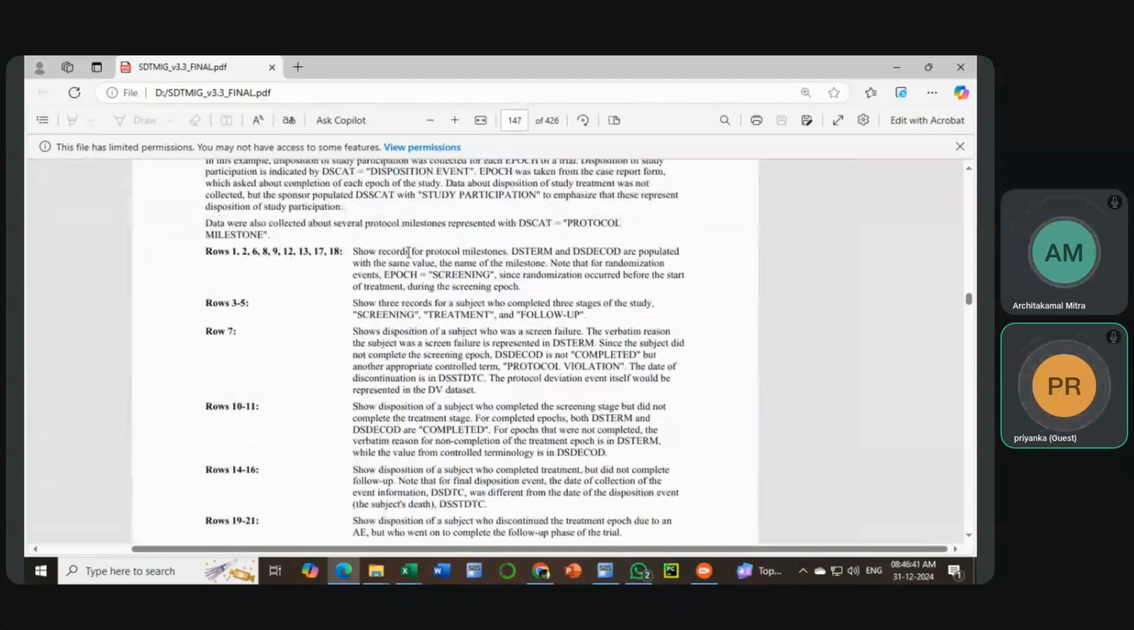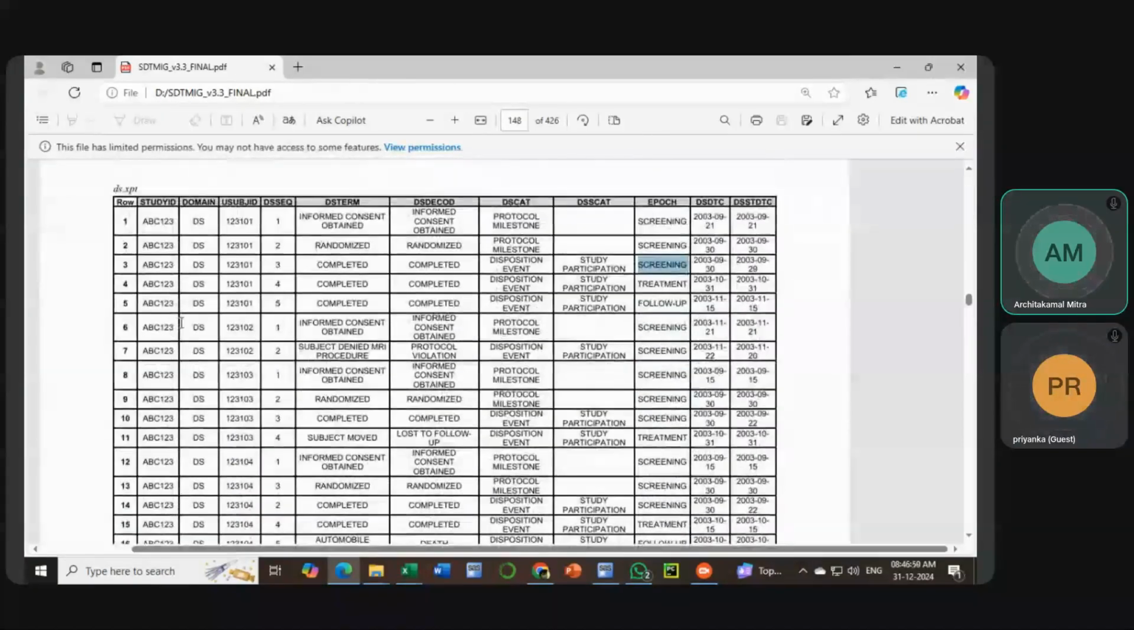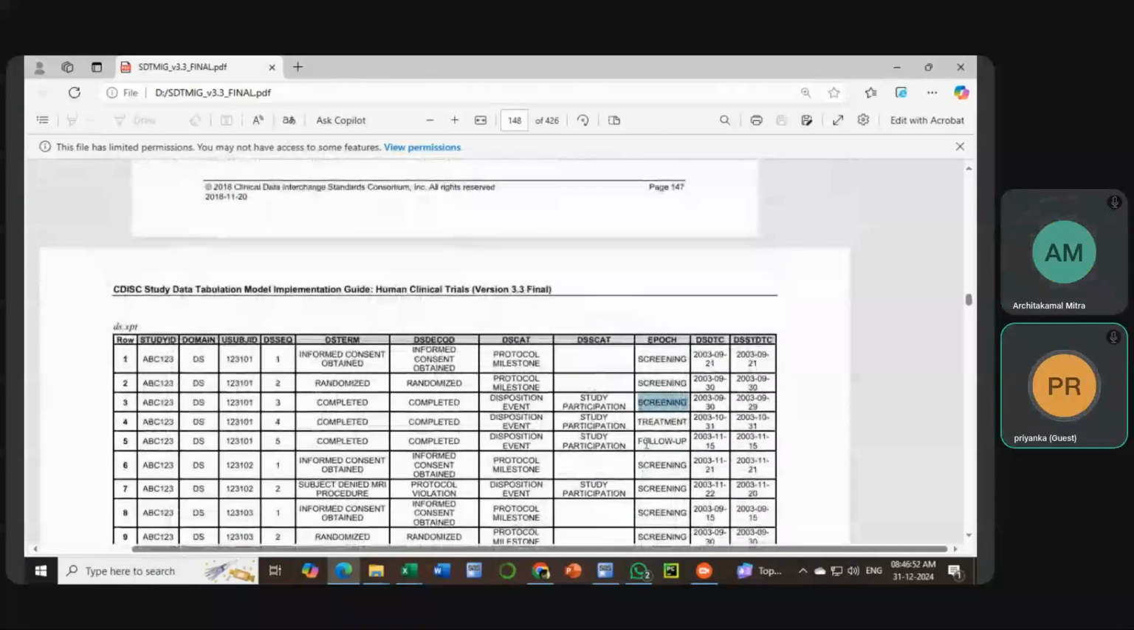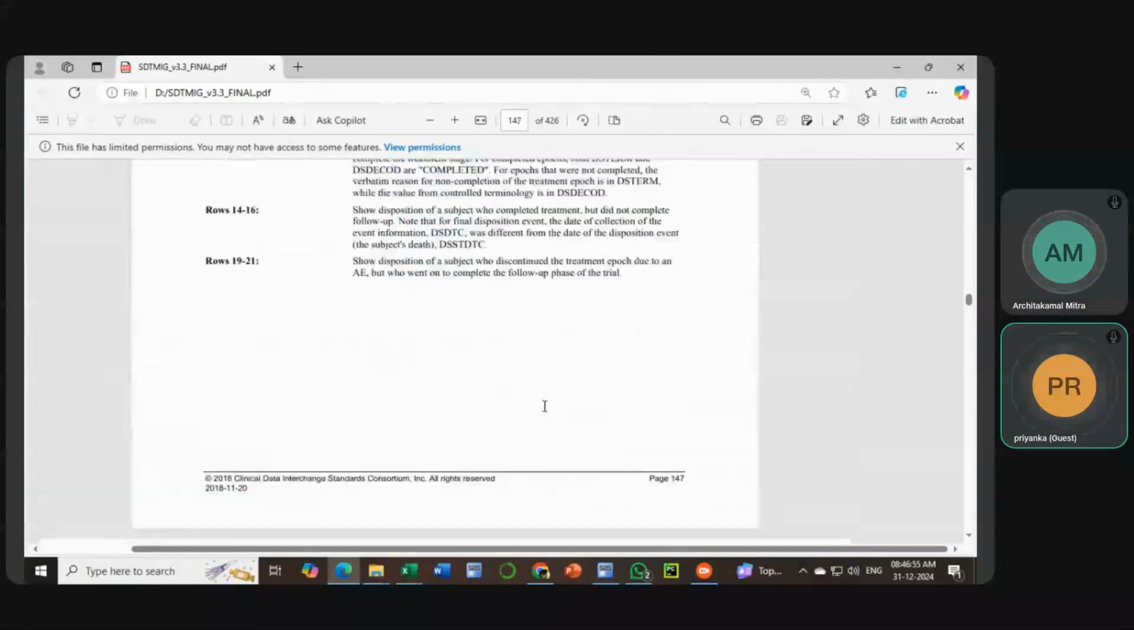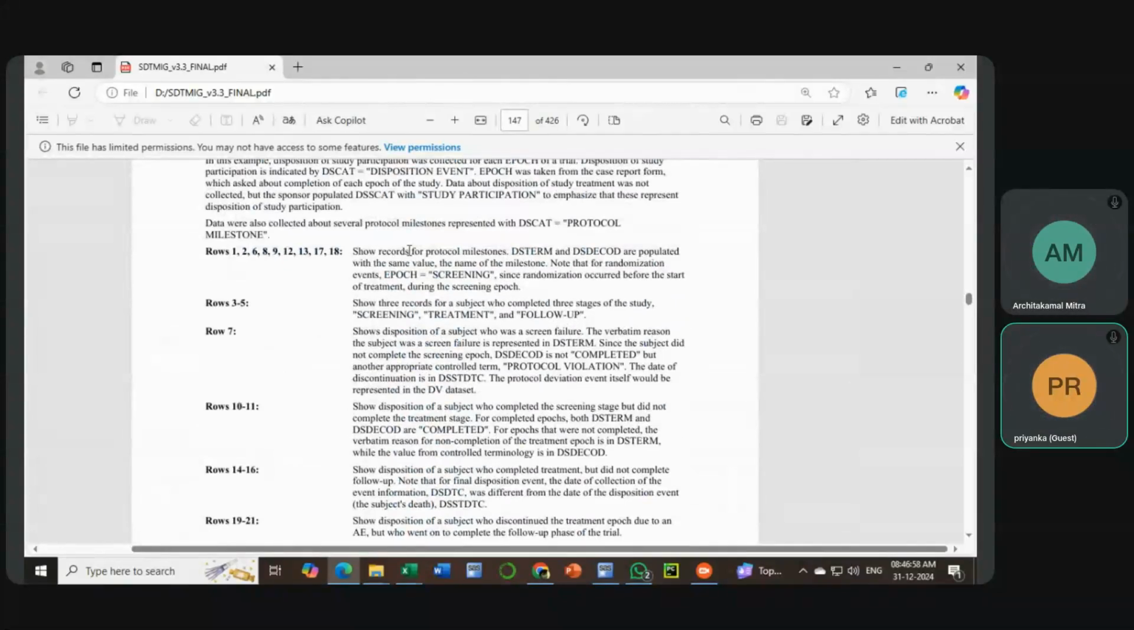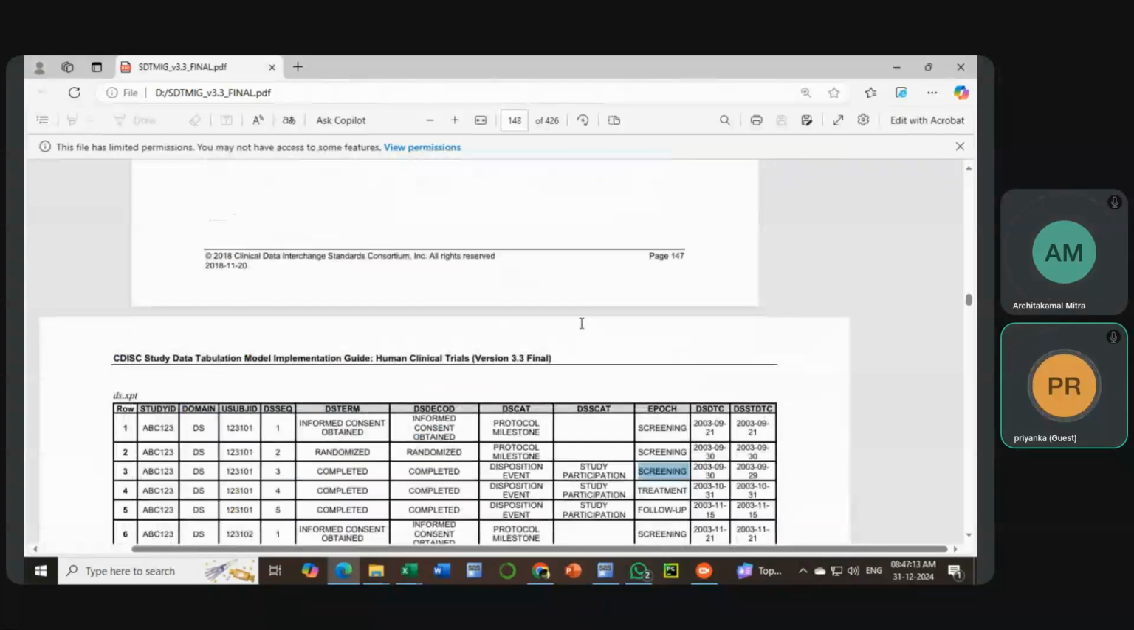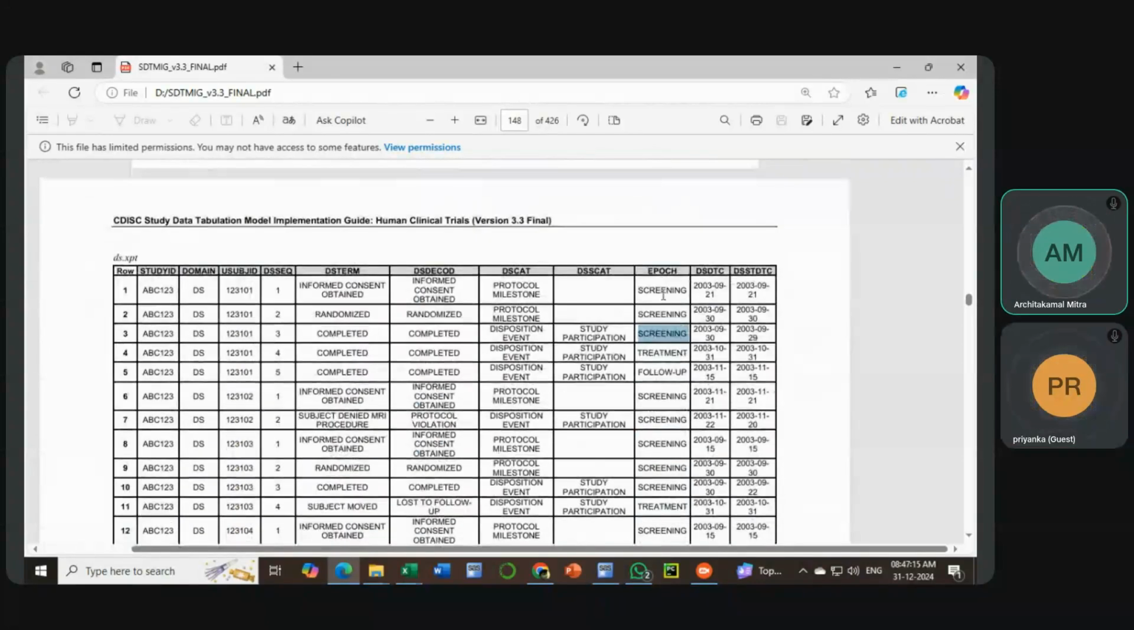Show records for protocol milestone, rows 1, 2, 6, 8. DS term and DS code are populated with the same value, the name of the milestone. Note the randomization epoch: since randomization occurred before the start of treatment, it is during the screening epoch. That's why epoch is screening here for informed consent and randomized. Then the disposition event, study participation, is also screening.